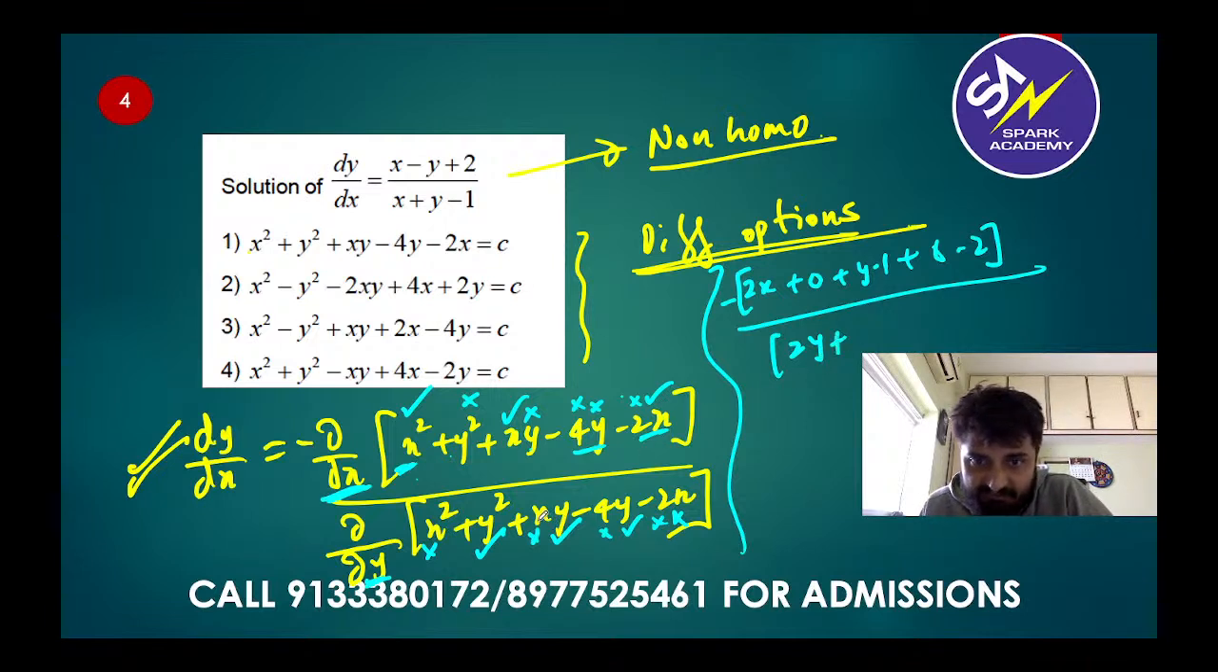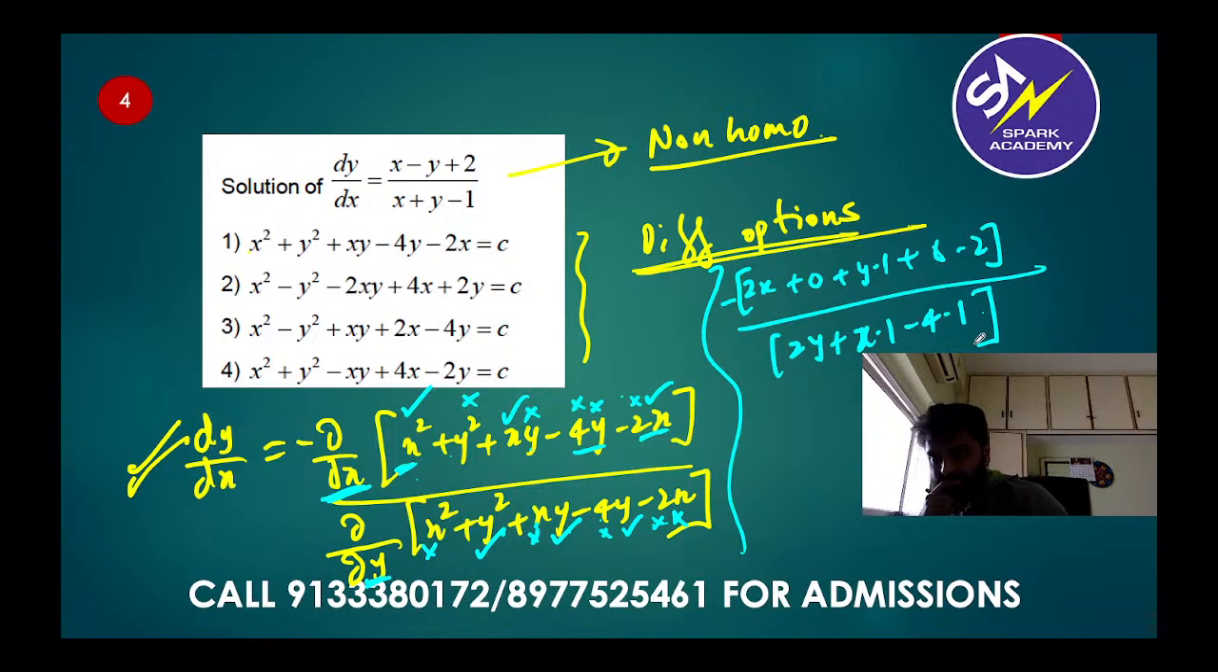And here x is a constant, derivative of y is nothing but 1. So x into 1 we will get. This is minus 4 into derivative of y, which is again 1. And derivative of 2x is nothing but 0.